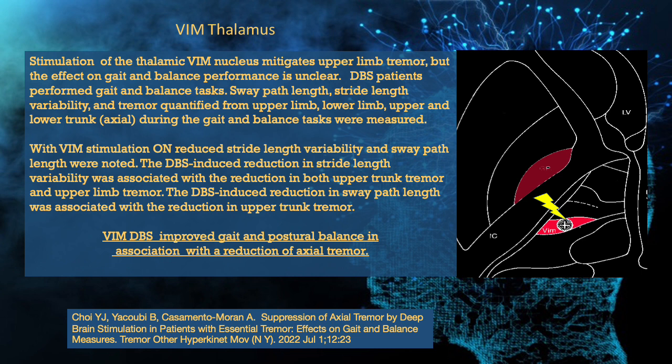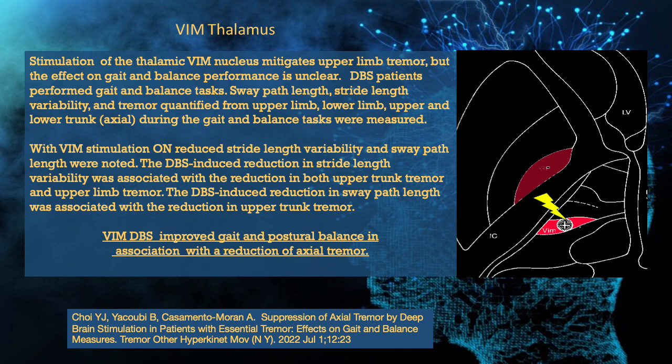In a study conducted by Choi and published in the journal Tremor and Other Hyperkinetic Movement Disorders in 2022, the main focus was to examine the impact of deep brain stimulation, DBS, on the ventral intermediate nucleus, VIM, in reducing upper extremity tremors. However, the study also aimed to explore the potential of VIM stimulation in improving balance among these patients. The results show that activating the stimulator and delivering current to the VIM nucleus not only reduced the severity of tremors but also improved gait and posture.